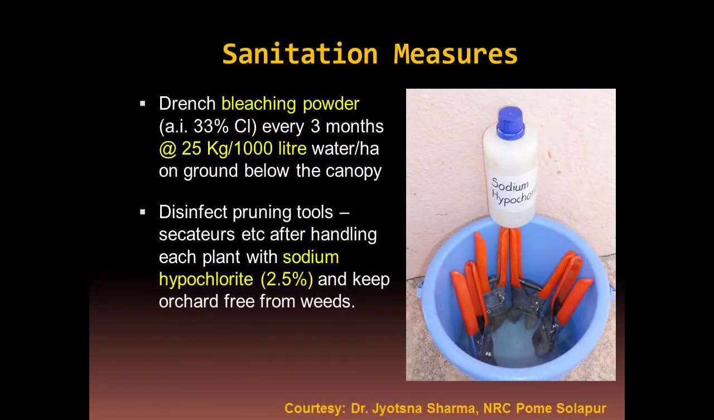The pruning implements or tools should be sterilized in sodium hypochlorite of 2.5%, and drenching with bleaching powder, that is 33% chlorine, is recommended for every 3 months at a rate of up to 25 kg per 1000 liters of water on the ground. It reduces the spore development of this bacterial blight pathogen.